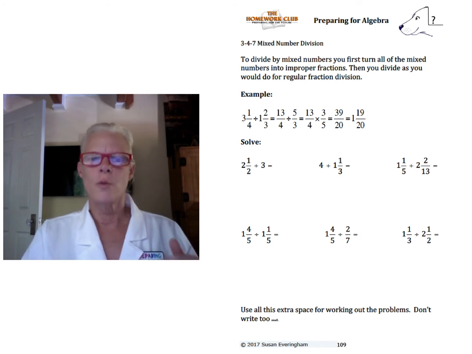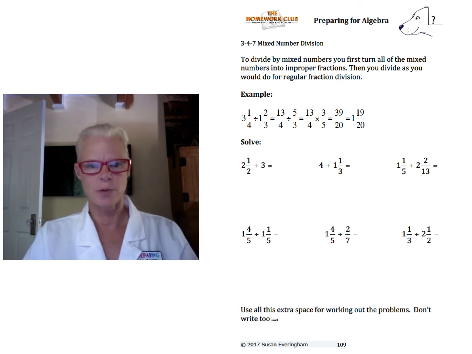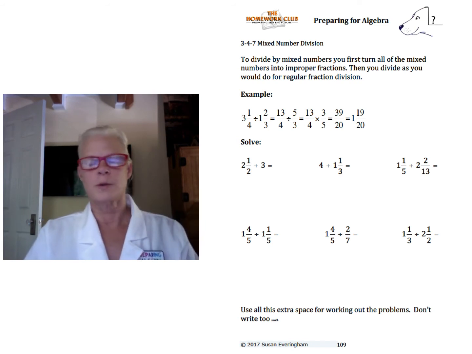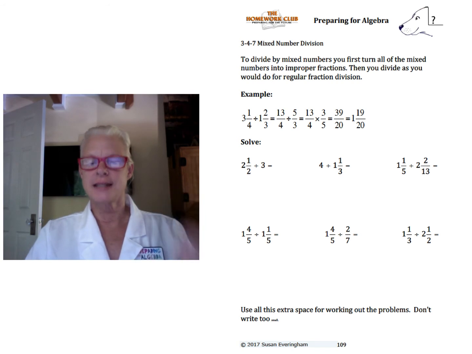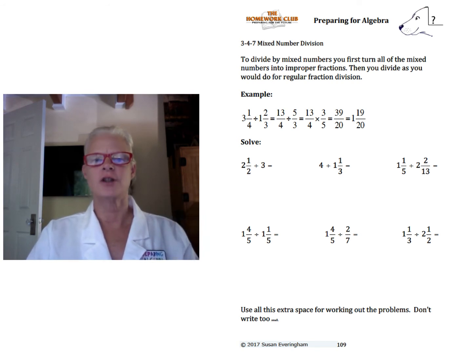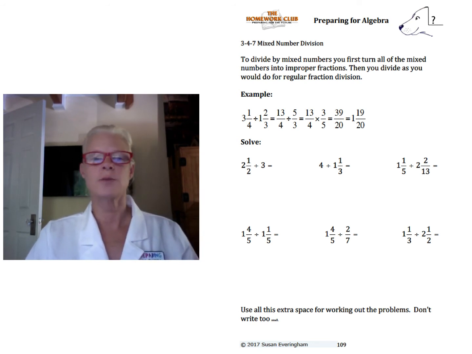So what we're going to do is take our mixed numbers and turn them into improper fractions, just like we would with addition, for example, or multiplication. Then we're going to take the second improper fraction, turn it on its head, reciprocal, and then multiply them straight across. So there's multiple steps here. All right, let's go through the example together.